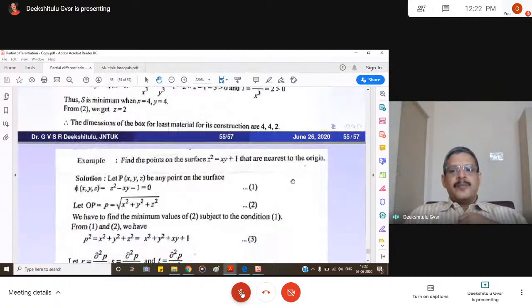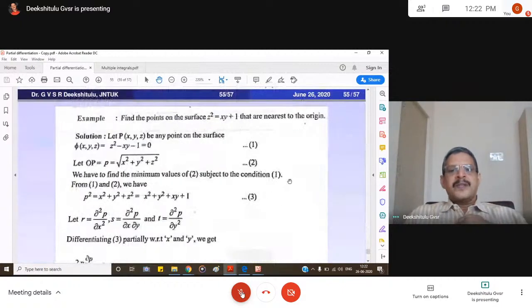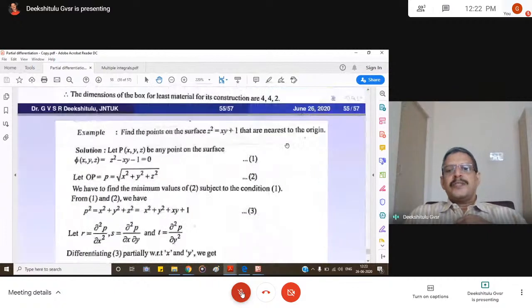Find the points on the surface that are nearest to the origin. So let P of x, y, z be any point on the surface, then phi of xyz is equal to z square minus xy minus 1. And if xyz is any point on the surface, O is the origin, the distance between O and P is square root of x square plus y square plus z square. So this is the distance between the origin and the point P(x, y, z).